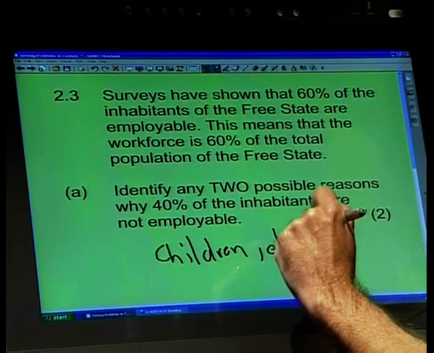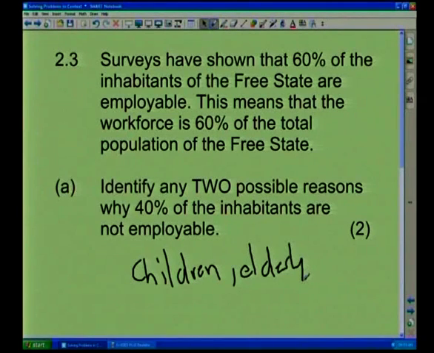Others might be too old to work. So the elderly, or those who may have retired already, they don't work. So they're part of the population, but they'd fall into that 40% that are no longer employable. Then there might be sick people.